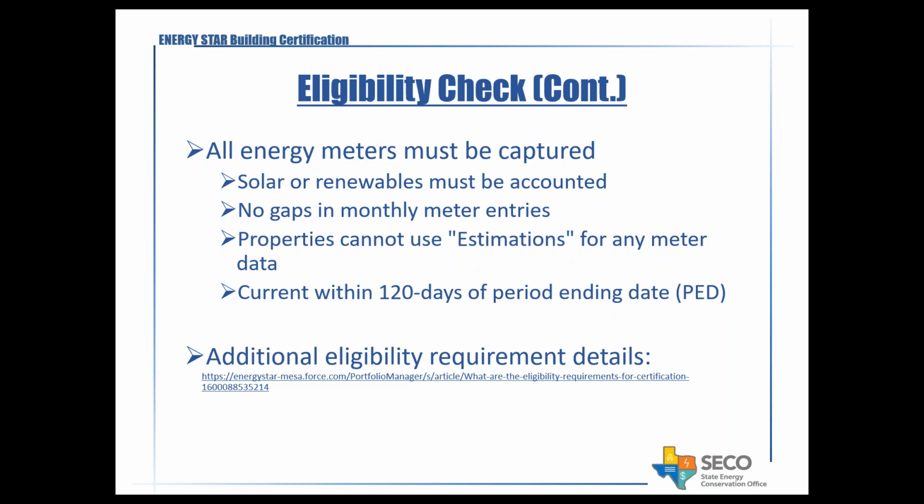And then lastly, the period ending date of the application must be current within 120 days. So you need to make sure that your energy information is as up to date as you can make it. I think that allows you about 4 months to process your application and submit it. And then there are additional eligibility requirements that are all laid out on the Energy Star website.